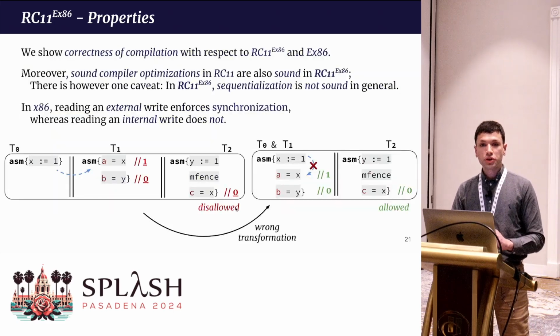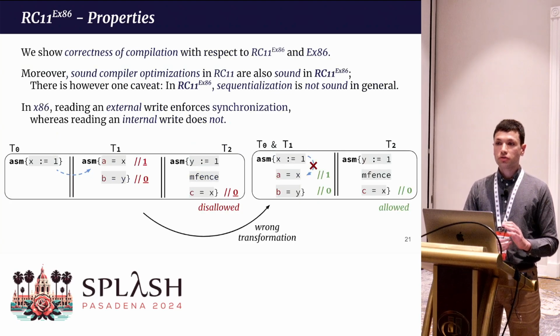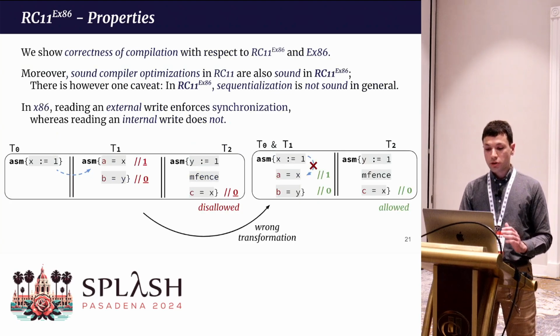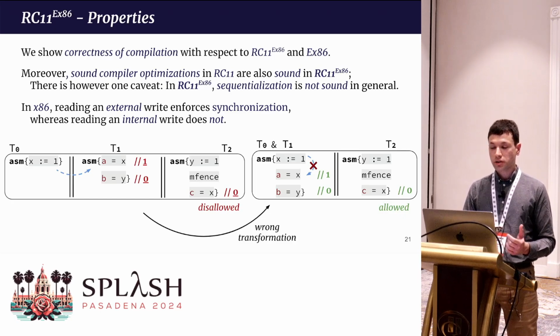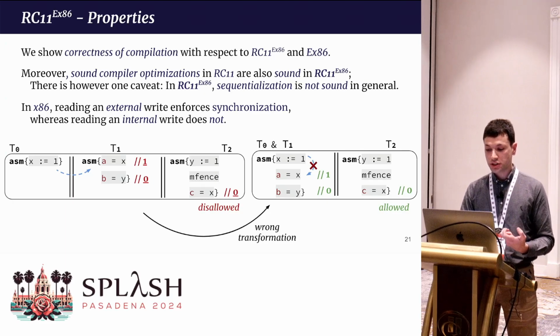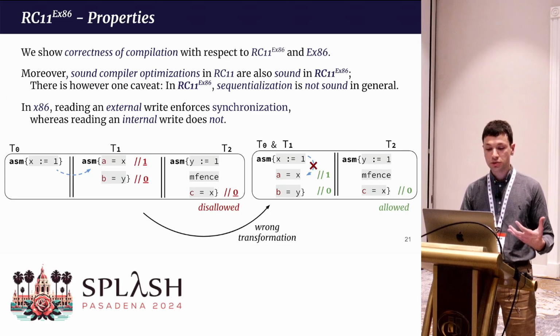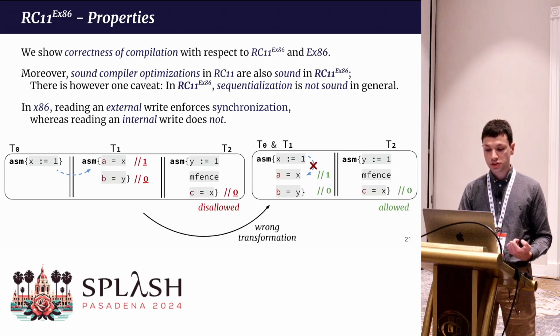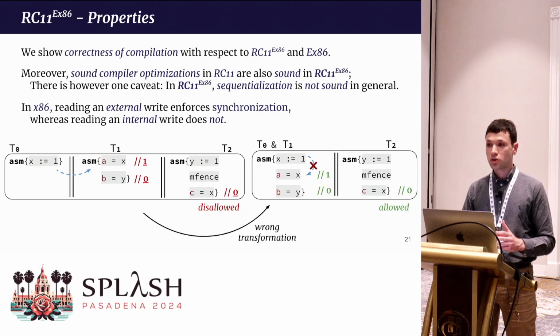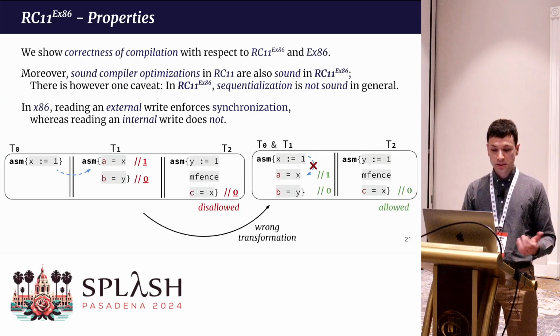Finally, we proved the correctness of compilation and of many compiler optimizations, with the notable exception of one compiler optimization called sequentialization. Sequentialization merges 2 threads into one by interleaving their instructions. And the reason why this is not sound in our model is because it is not sound in x86.